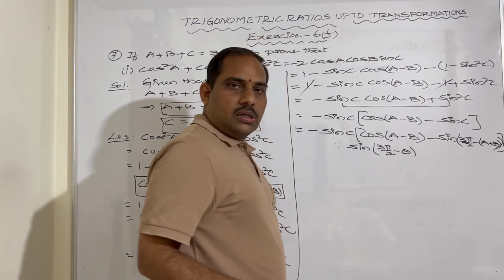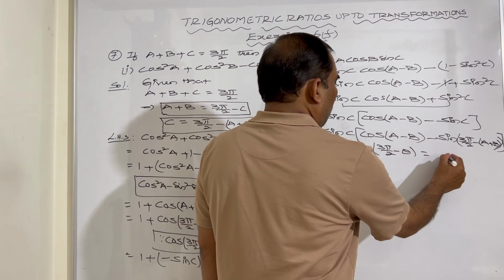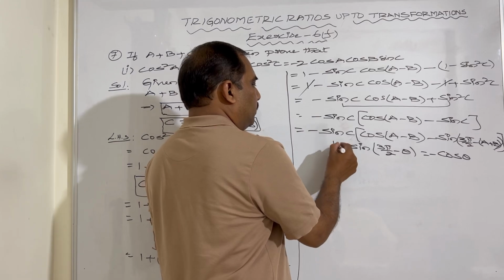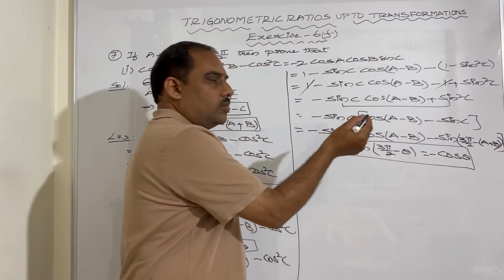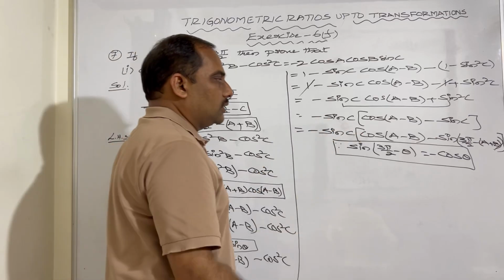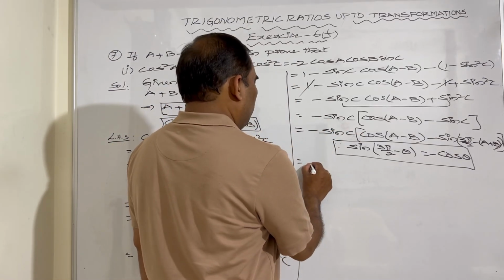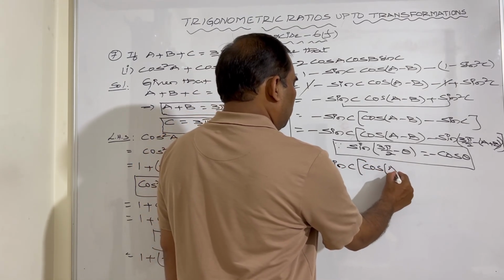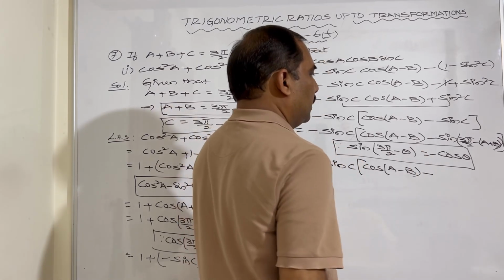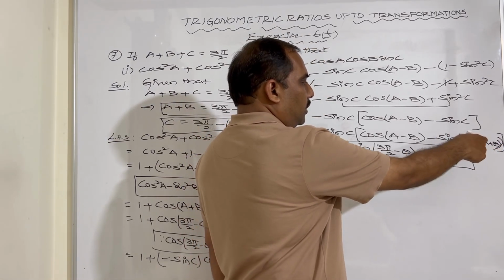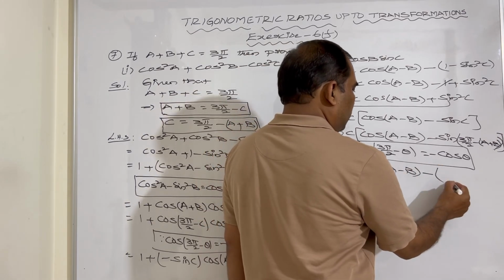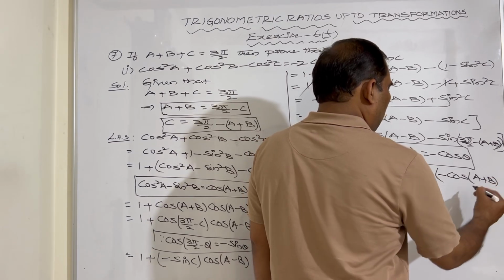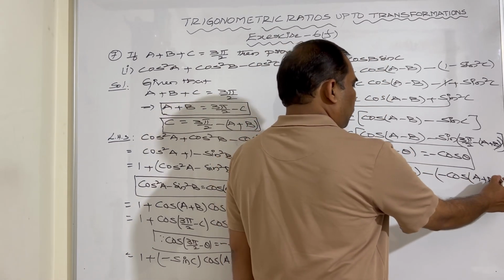It belongs to the third quadrant. So sin is changed to cos, even though sin is also negative in the third quadrant. So that's why sin of 3 pi by 2 minus theta becomes minus cos theta. So that's why here minus sin c, writing as it is, and this cos of a minus b, and here minus, this sin of 3 pi by 2 minus theta becomes minus cos theta. Here theta is a plus b, so that's why minus of minus cos a plus b.